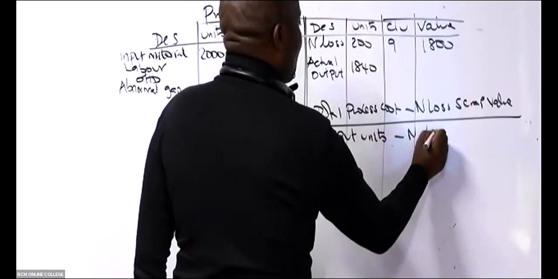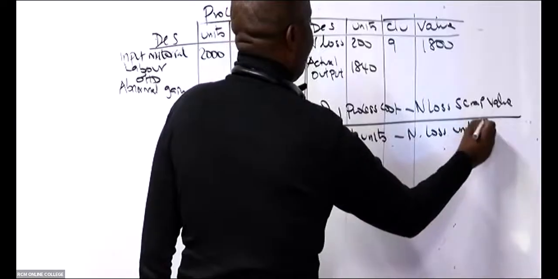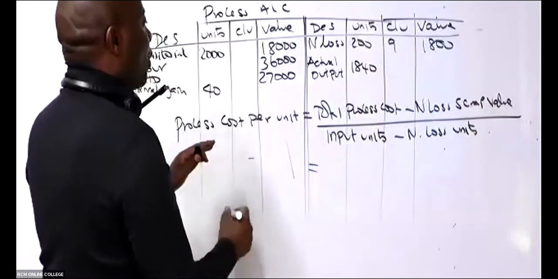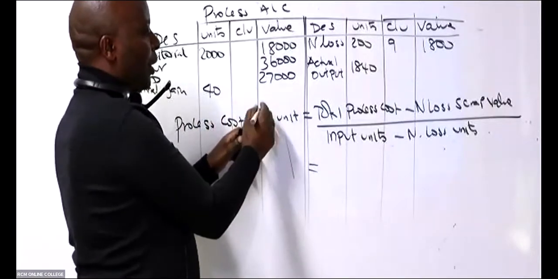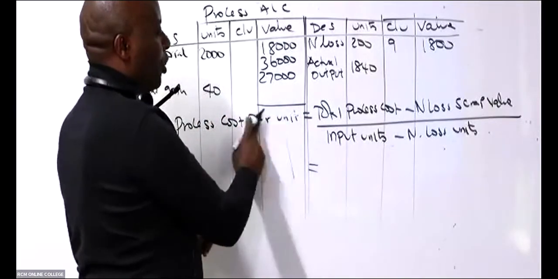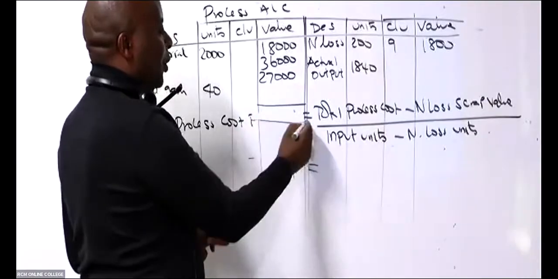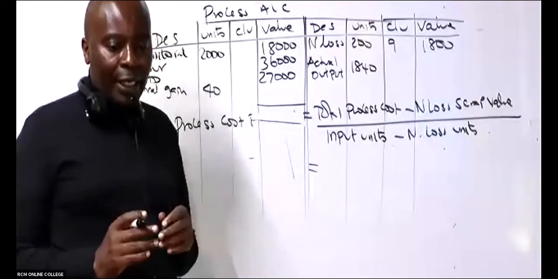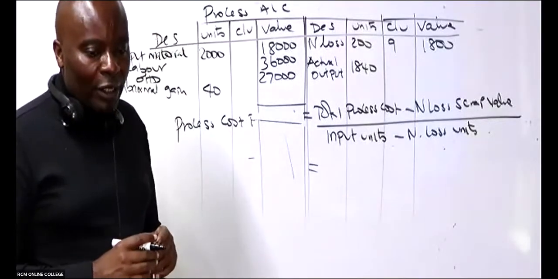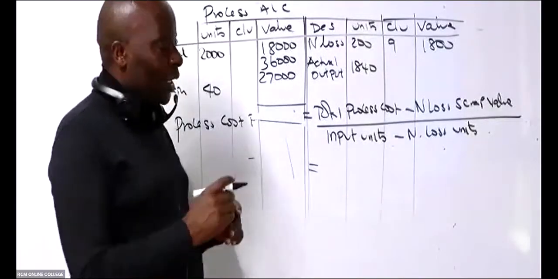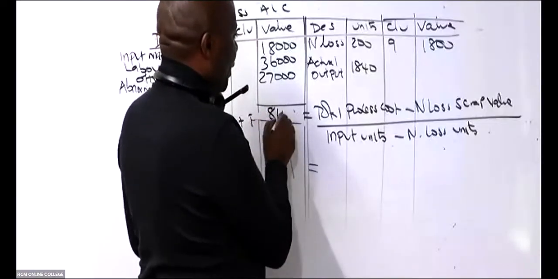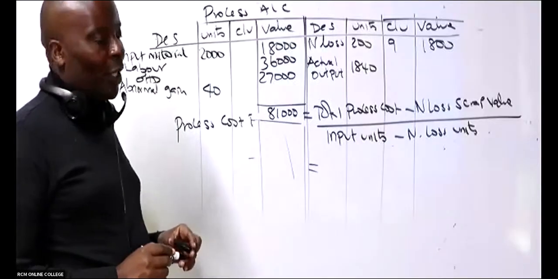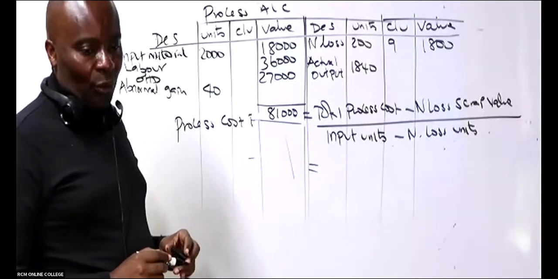minus normal loss units. So is there somebody who is able to give me the total process cost by adding these three? Please, can somebody give me the total process cost by adding the three? Because costs are normally debited. So somebody is giving me 81,000. I don't know whether this figure is correct. Is that figure correct? I think so.